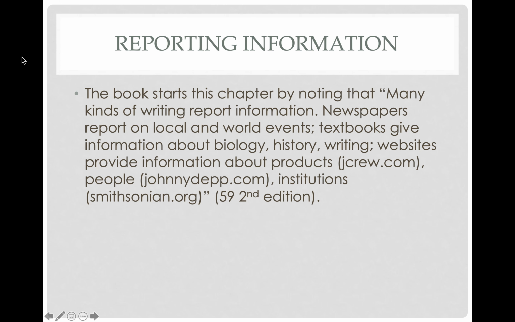So, there's a section in an older book I used to use that starts this chapter that many kinds of writing report information talks about. Newspaper, textbooks, history, writing, websites provide, and then different kinds of products. For example, they use J.Crew about people such as Johnny Depp and institutions such as the Smithsonian. And the purpose of these kinds of places and information is simply that, to report information.